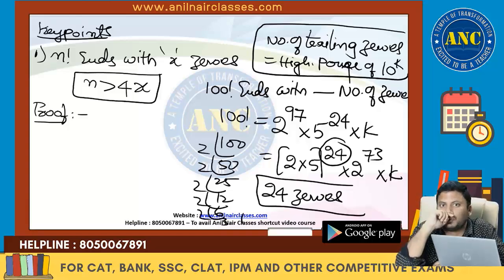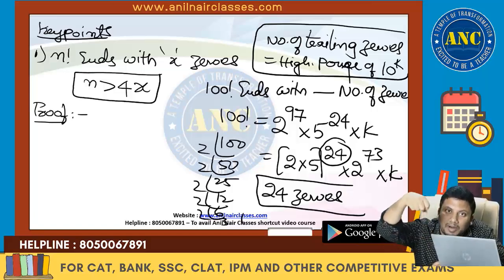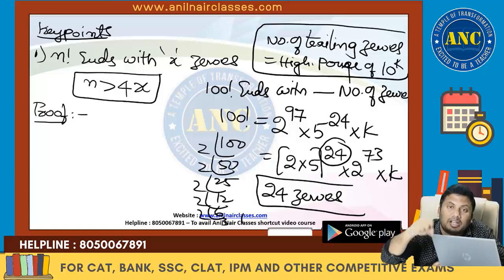Listen carefully to this point. Suppose I take 100 factorial, I am writing all the natural numbers from 100 to 1. If you are writing 100 natural numbers from 1 to 100 and multiplying them, the multiples of 2 are more than the multiples of 5. 2 1s are 2, 2 2s are 4, 2 50s are 100. 5 1s are 5, 5 2s are 10, 5 20s are 100. The multiples of 5 are less than the multiples of 2.